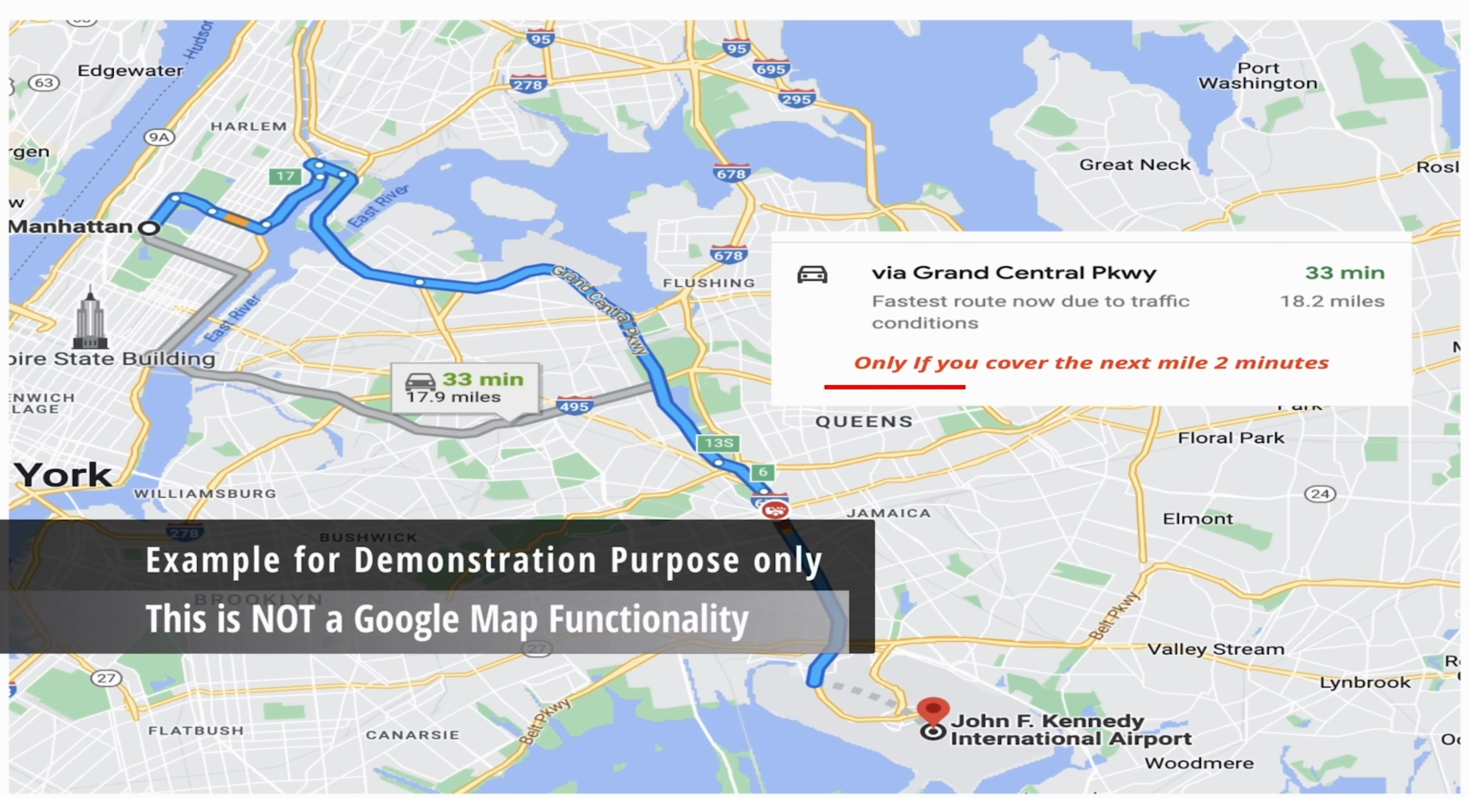Imagine if Google is doing spare parts estimation the way we do in our software development. What will Google tell us? Google will tell us that, okay, if you want to go to JFK from Manhattan, you will take 33 minutes to cover 18 miles only if you cover the next mile in 2 minutes. And it will give me an estimate for each and every mile. Only if I cover this mile in this much time, I will reach there in 33 minutes.